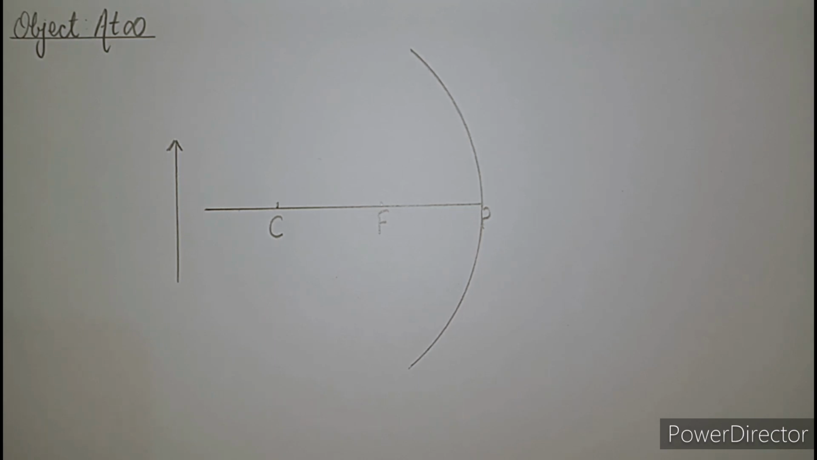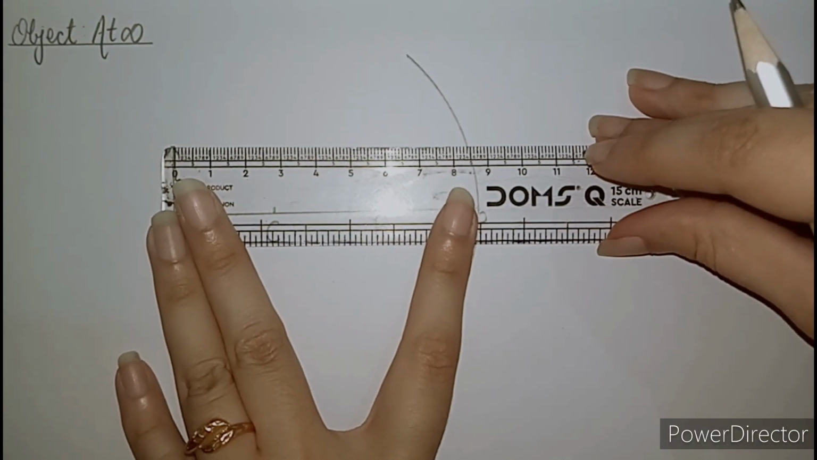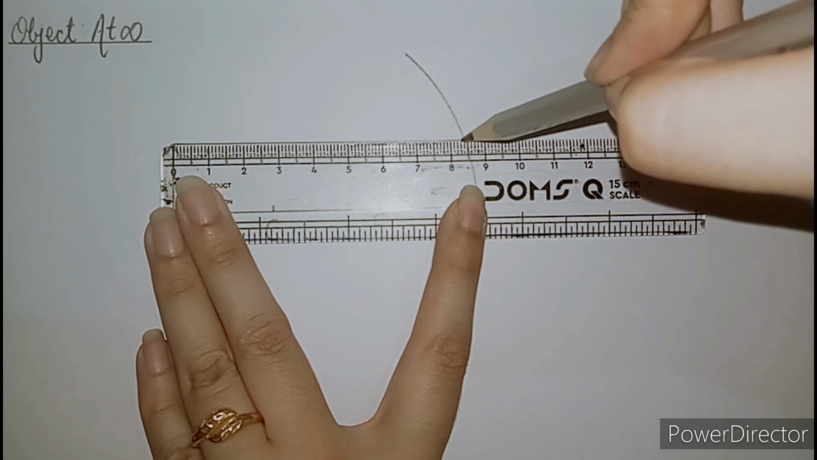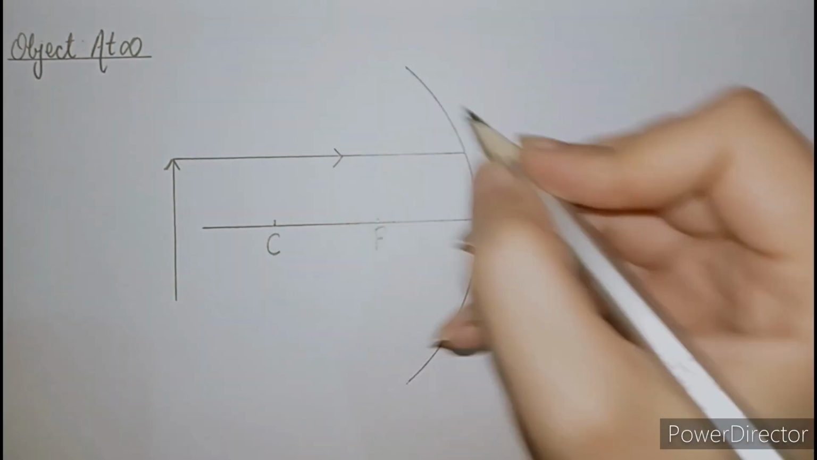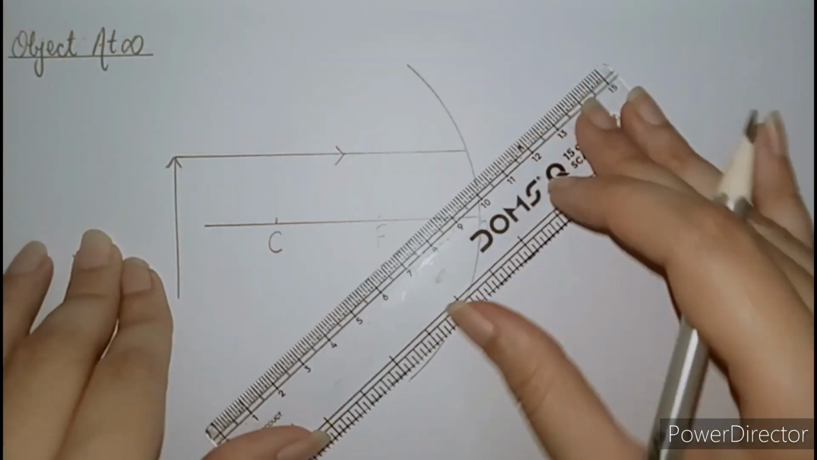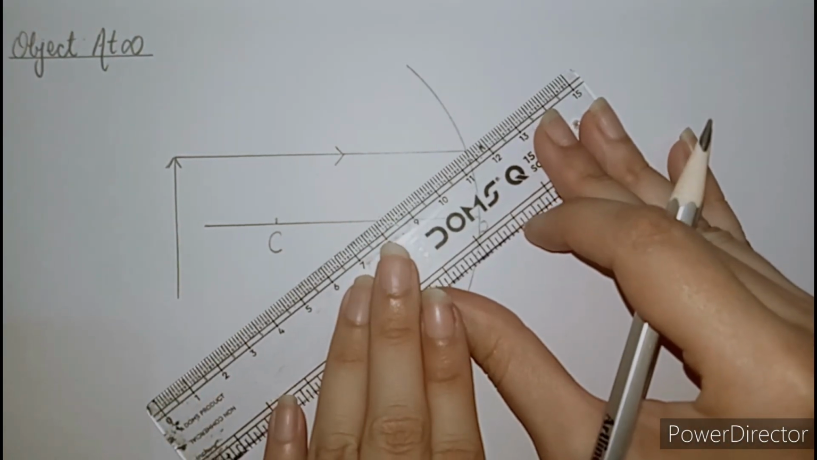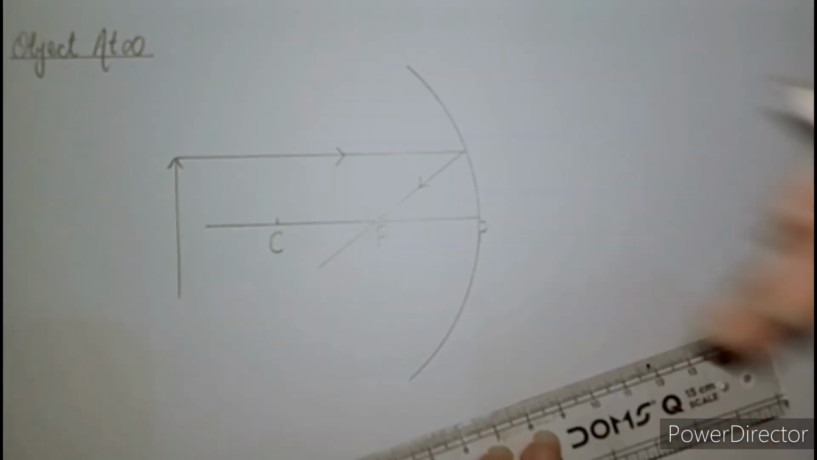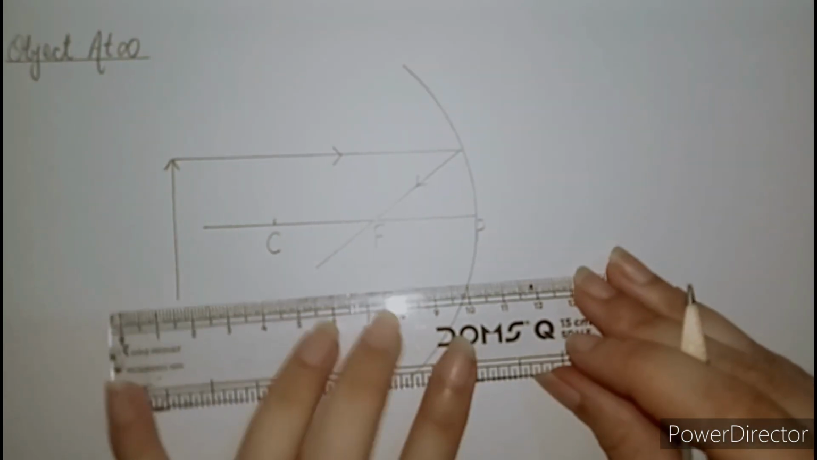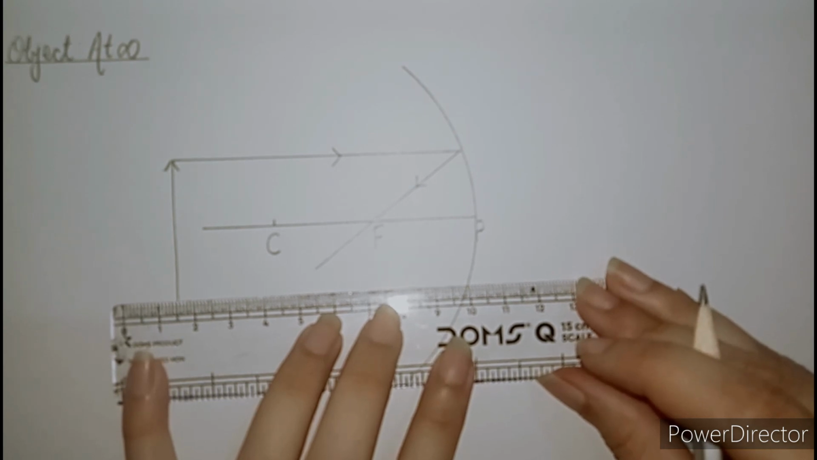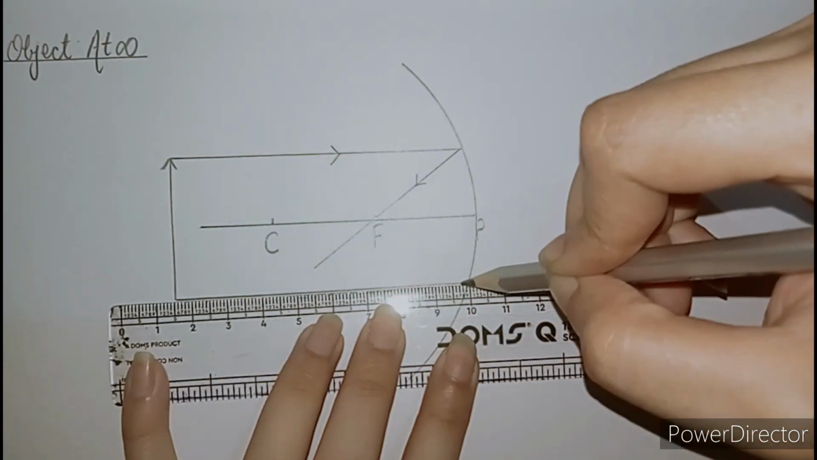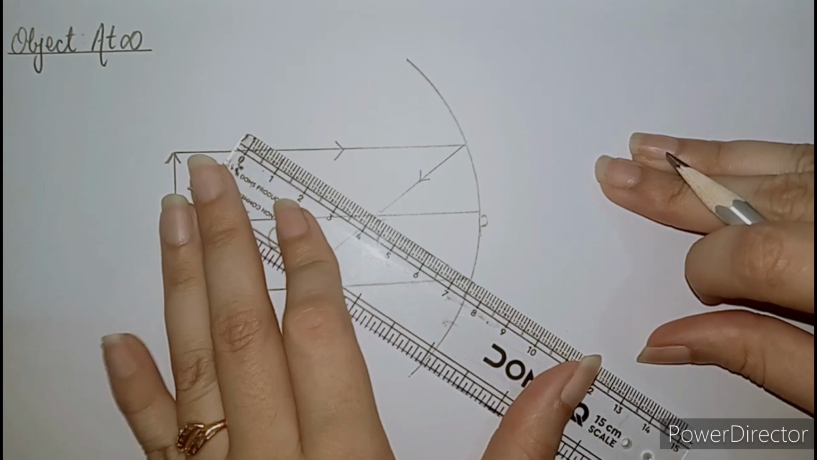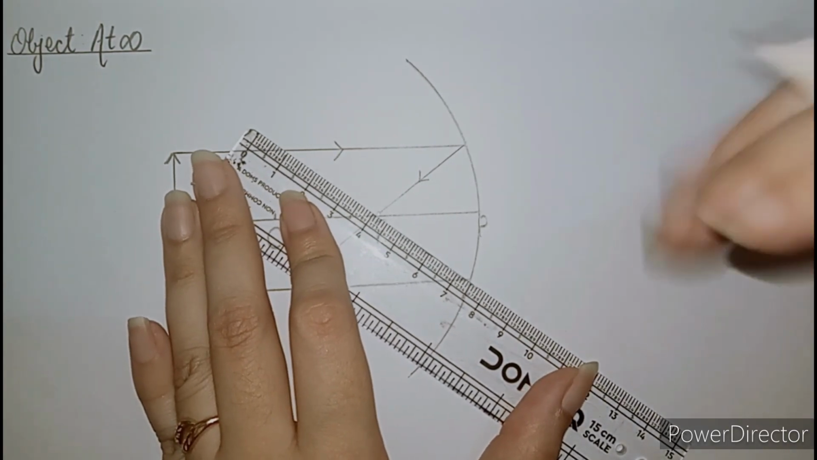Now the very first rule which we have learned. From the top, I'm drawing a ray which is parallel to the principal axis. Yes, a ray which is parallel to the principal axis. On striking the mirror, it will pass through the focus. So we are passing the ray through the focus. Similarly, from the bottom itself, where we have kept the object, I am drawing another ray. The ray is coming parallel to the principal axis, and on striking, it will pass through the focus.